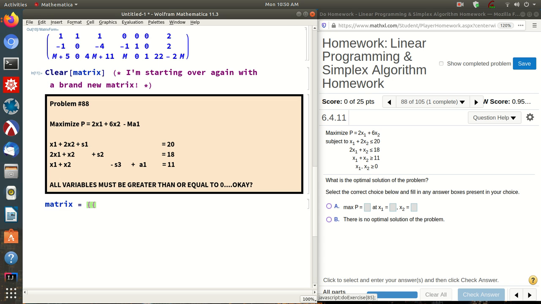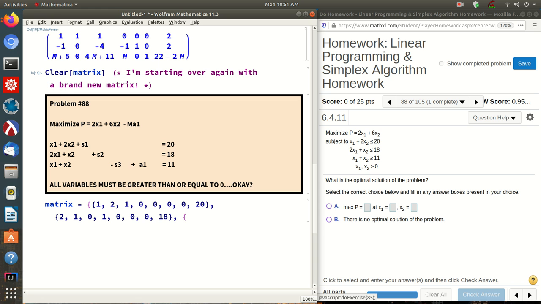Matrix is equal to 1, 2, 1, that's s1, no s2, no s3, no artificial variable, and we're supposed to have a column that represents the P function, the objective function. 20. 2, 1, no s1, s2. Let me start that over again. 2x1, 1x2, no s1, yes there's an s2, no s3, no artificial variable. We have that extra column for the P function, 18.